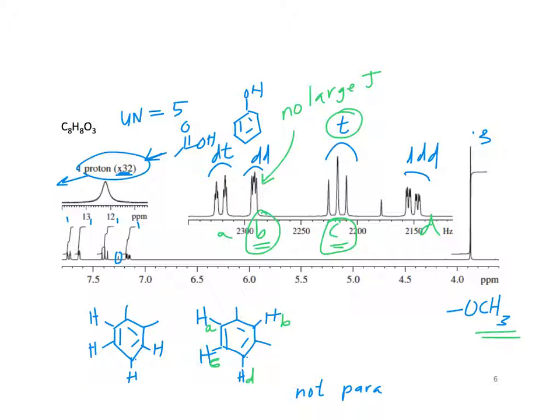So if we have a methoxy group, what else do we have left over in our structure? We have an OH, and we have to have an unsaturation too. So we have to have a carbonyl as well. So I think there's two possibilities here. One would be that we have a carboxylic acid and a methoxy group. The other one would be that we'd have a methyl ester and a phenol.